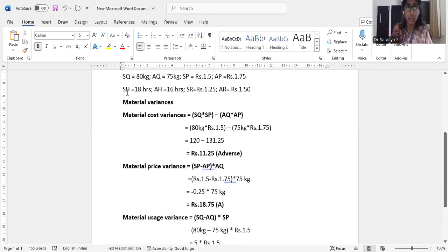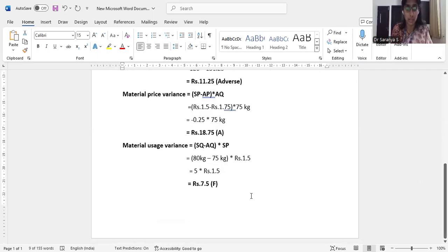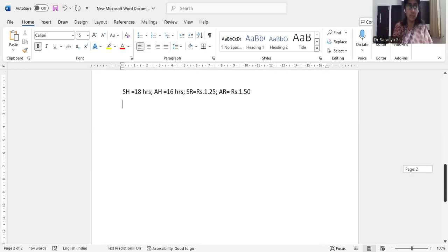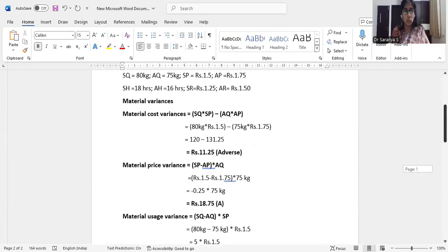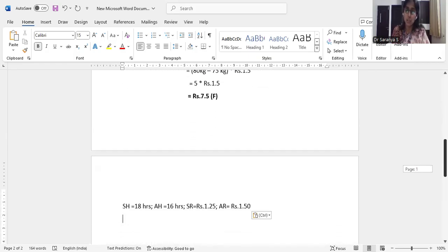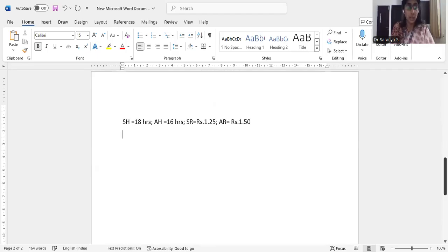Now we will take the data required for labor variance over here again, which will be easy for us. I hope you understood the material variances. We have seen material cost variance, material price variance, and material usage variance. Now we will see labor variances. Here also we are going to see three things. The first one is labor cost variance.